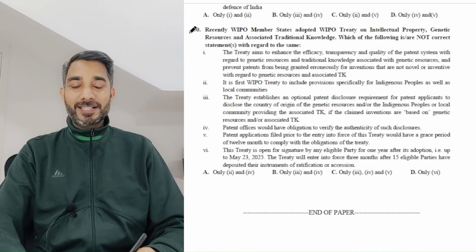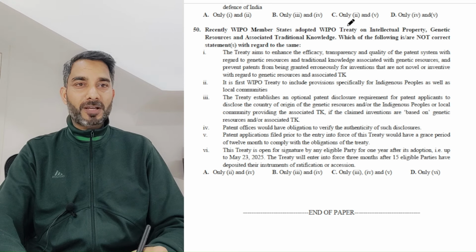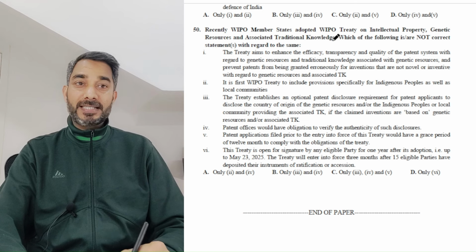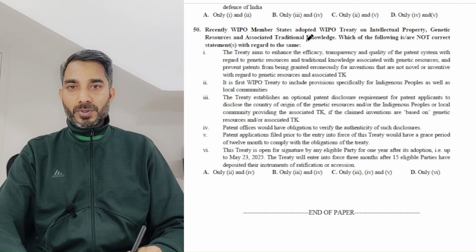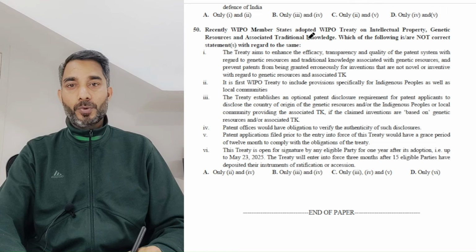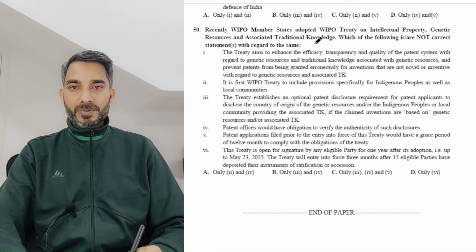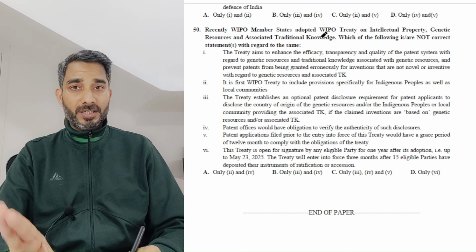Question 50, the last question. Recently, WIPO member states adopted the WIPO Treaty on Intellectual Property, Genetic Resources (GR) and associated TK. Which of the following is not a correct statement with regards to the same? So this happened in May 2024, where a certain treaty was signed with regards to genetic resources and the associated TK.